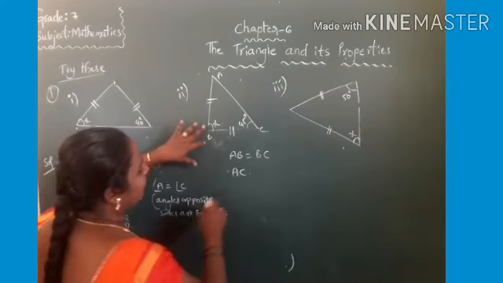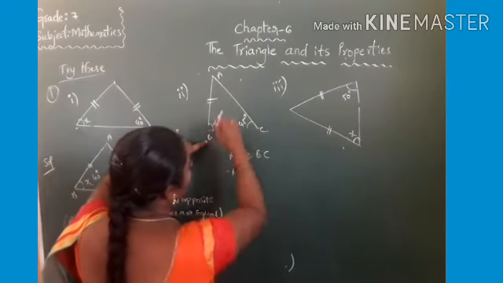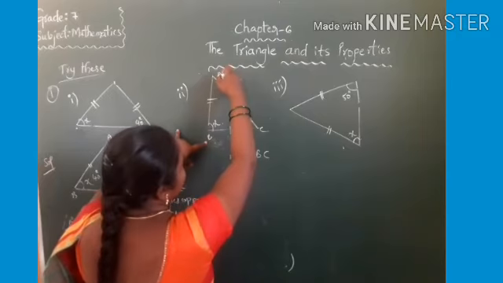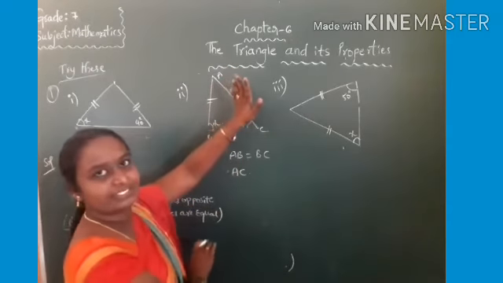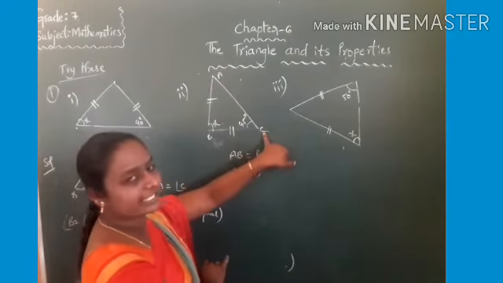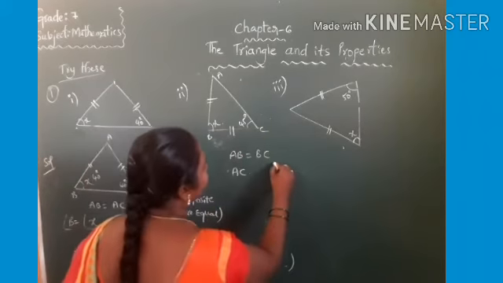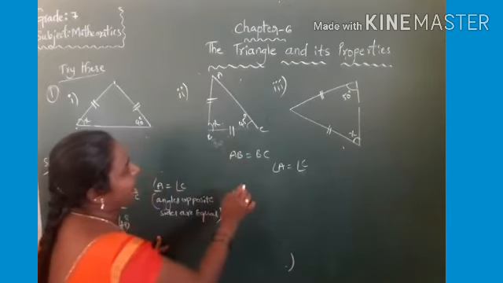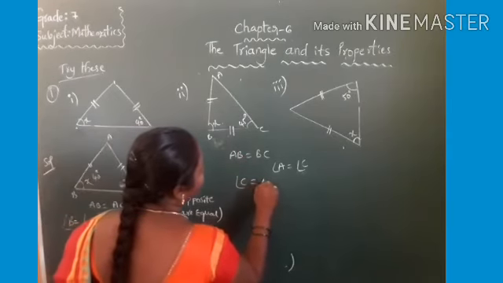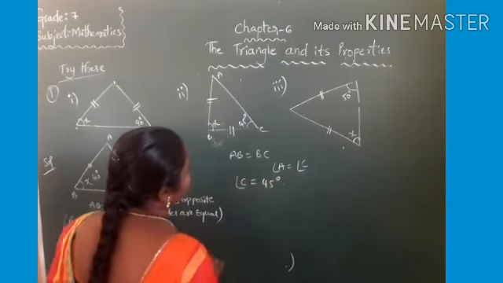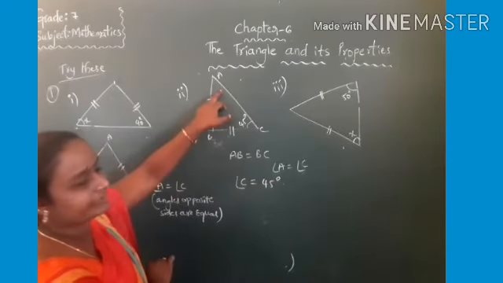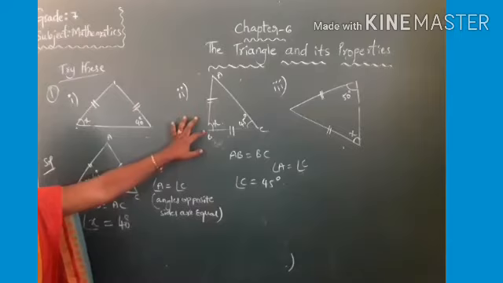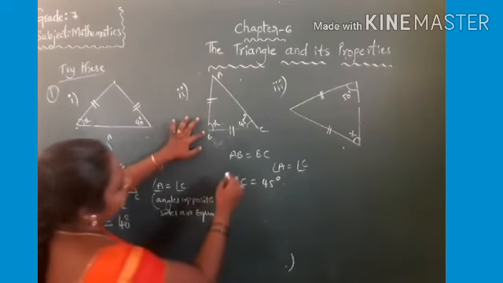So that is B. The base is AC. So these base angles are equal or not? Yes. So angle A is equal to angle C. Angle C here is 45 degrees. Okay. Angle C is 45 degrees. And what about the x value? X value is here.